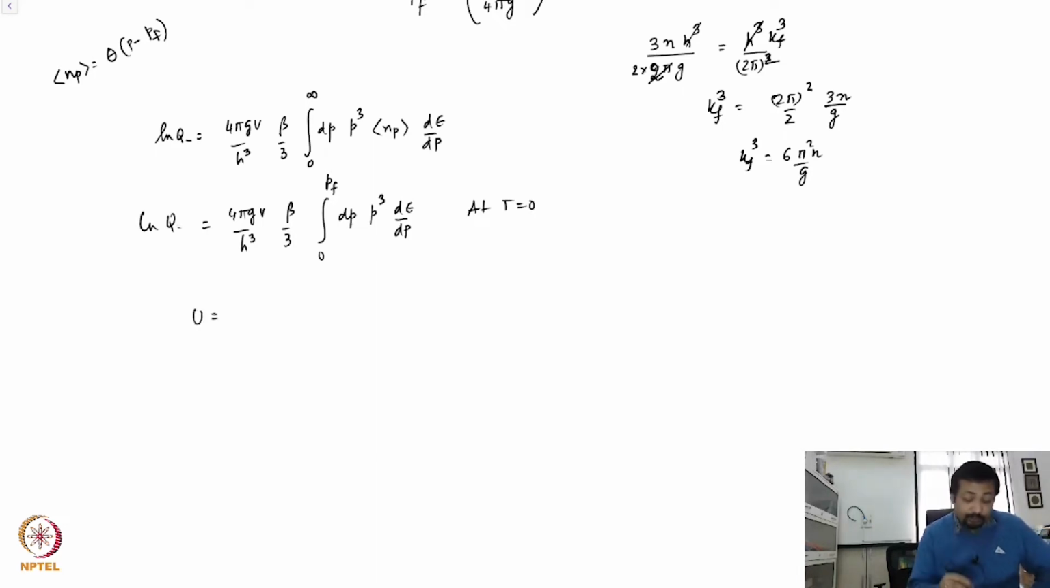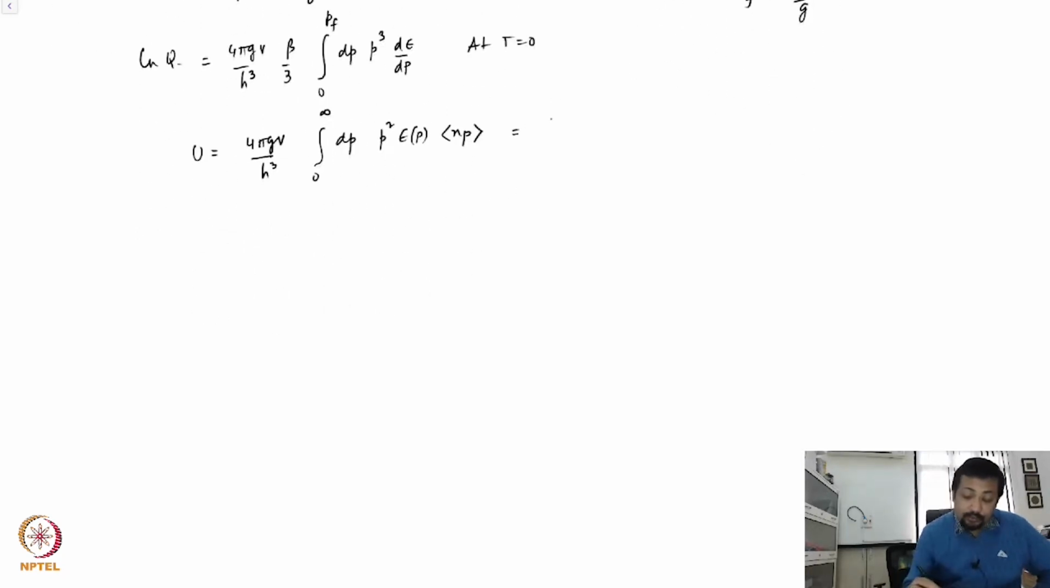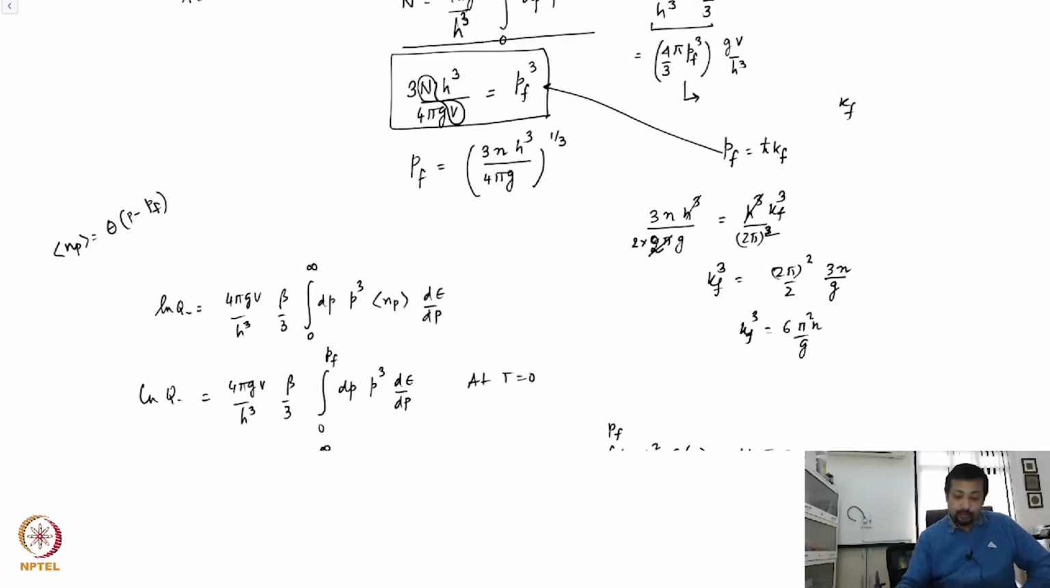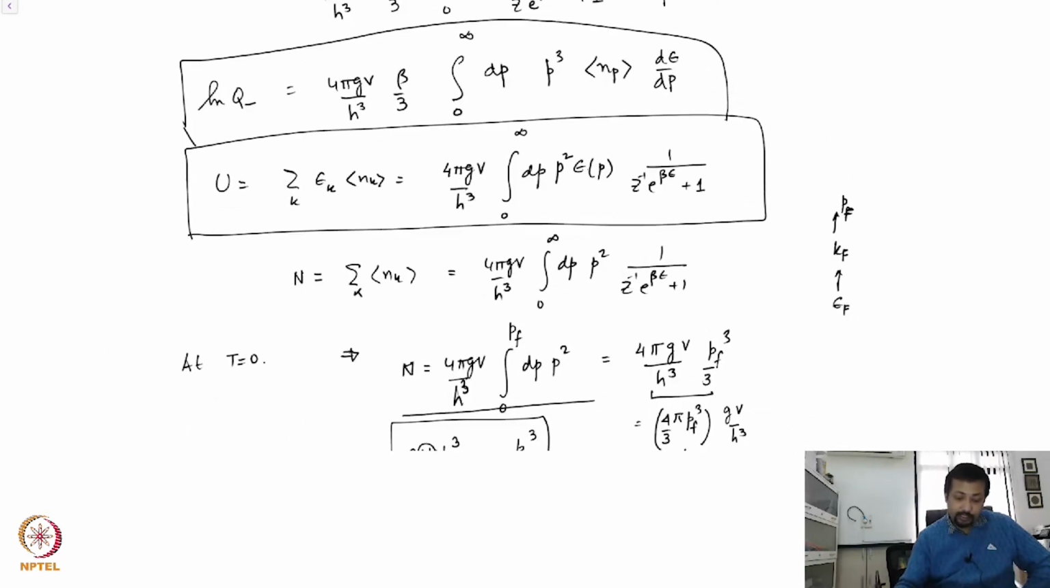The energy is going to be 4 pi gv over h cube, 0 to infinity dp p square epsilon as a function of p, and then you have the average of np, which again translates to 4 pi gv over h cube, 0 to pf dp p square epsilon p at T equal to 0. Please let's go back and just check whether we have done it correctly, otherwise we have to do it again.